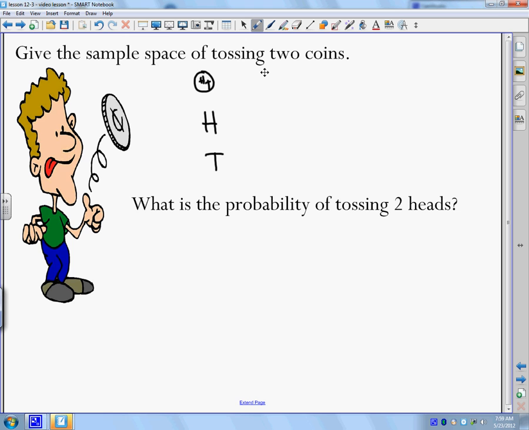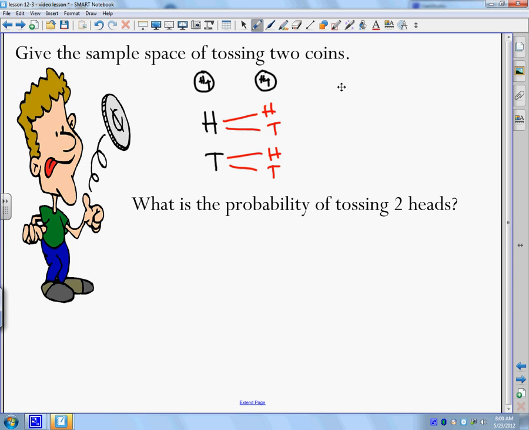Now, I pick up a second coin and I could get heads or tails, but then it depends on the first one. So if with my first coin I got a heads, I could get a heads or tails on my second coin. And if my first coin was a tails, I could get a heads or a tails on my second coin. So these are the possible outcomes, or the sample space.